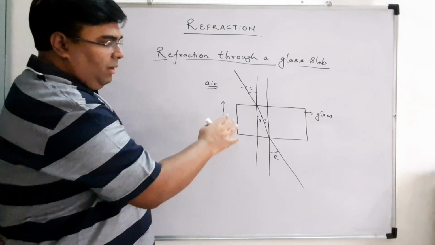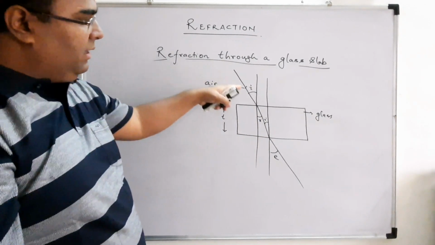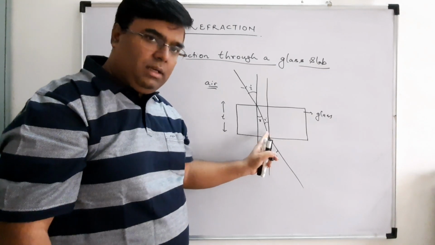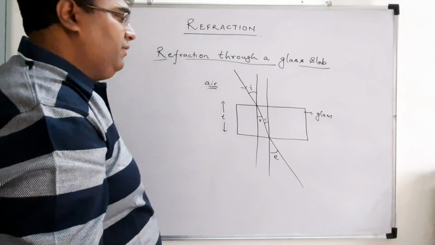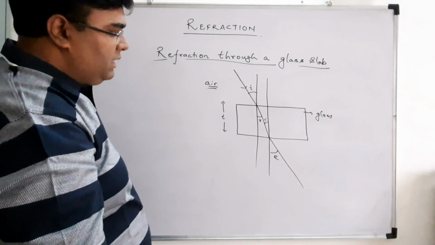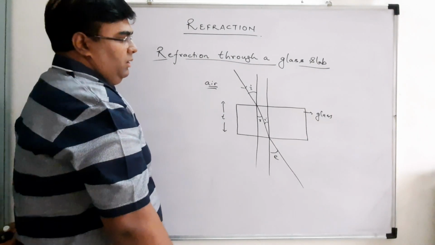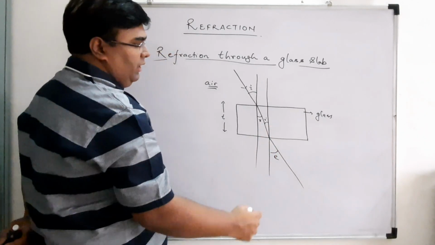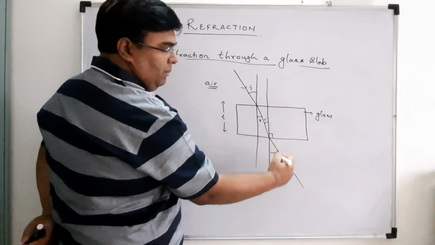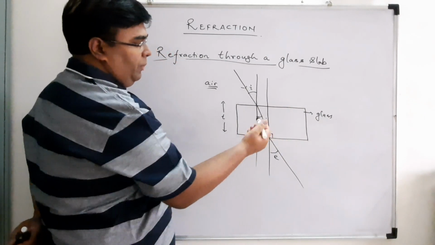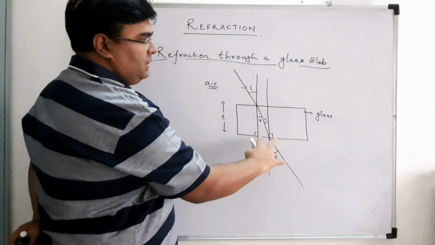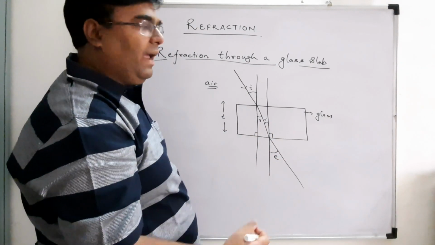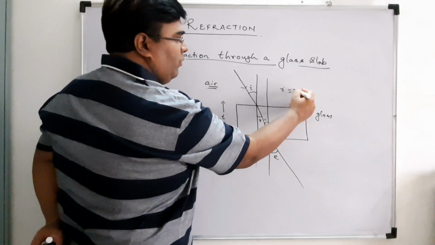Now this ray is coming out of the slab. First it entered the slab at this surface, and then it is getting out of the slab from the opposite face. Let us understand what is here. If we look at these two angles R and R dash, we have drawn perpendiculars. Normal means perpendicular. So these two lines are parallel to each other. So R and R dash are alternate angles.